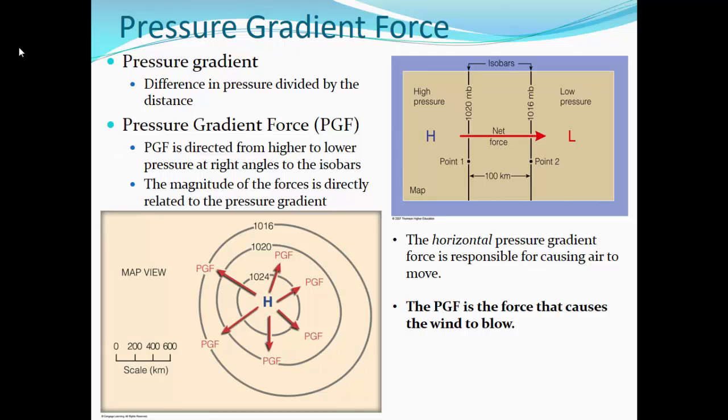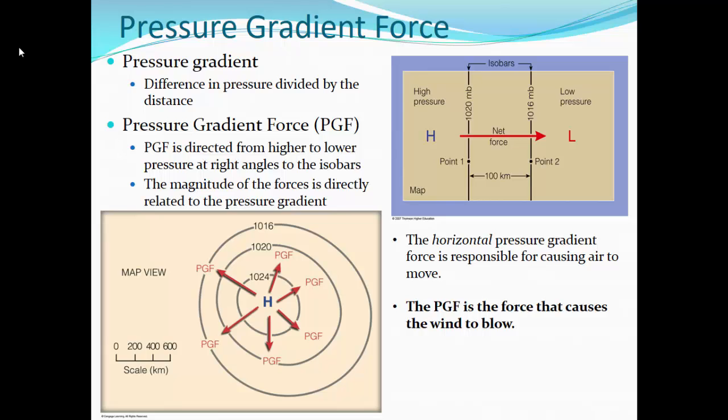If we wanted to increase that force, we would either increase the number of millibars or shorten the distance. Either one of those would make that number higher. So to increase the pressure gradient, you increase the force of the wind. So isobars that are more tightly packed together create windier weather. Isobars that are further apart, less wind. The horizontal pressure gradient is responsible for causing air to move.